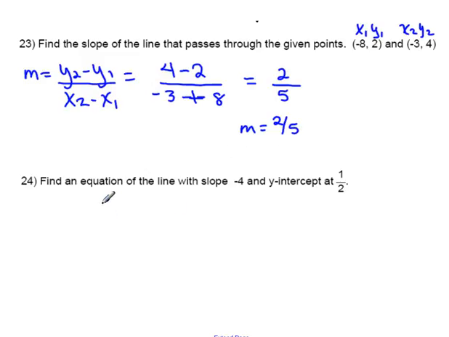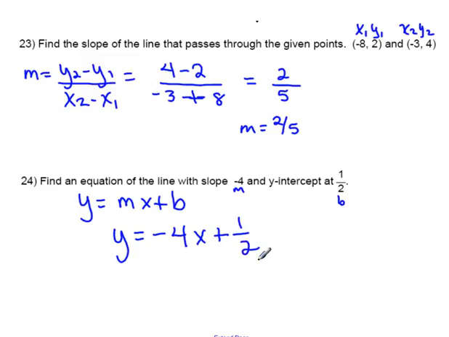Okay, for problem number 24, it says find an equation of the line given the slope and y-intercept. Well, remember, y equals mx plus b is an equation of a line in slope-intercept form. m is the slope, b is the y-intercept, so we only need to substitute in the values. The slope is m, and the y-intercept is b. So the equation of this line is y equals negative 4x plus 1/2.